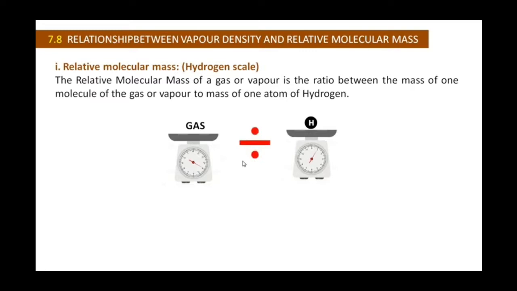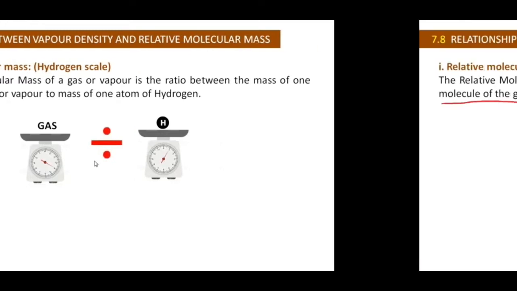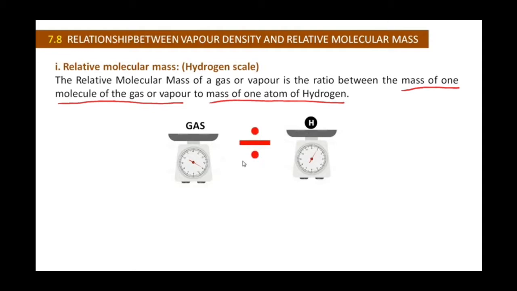Mass of one molecule of the gas or vapor when divided by the mass of one atom of hydrogen, we'll be getting a value, and that value is called the relative molecular mass. Let me repeat. Mass of one molecule of the gas or vapor divided by the mass of one atom of hydrogen is called the relative molecular mass.